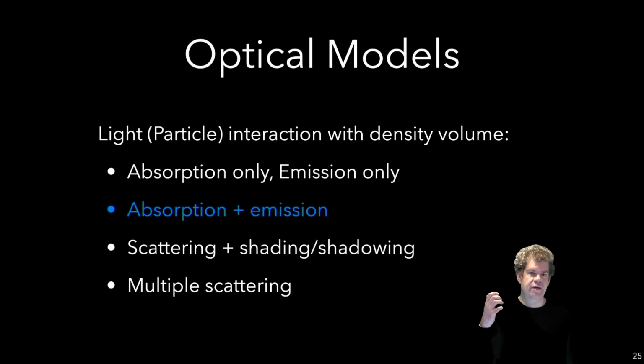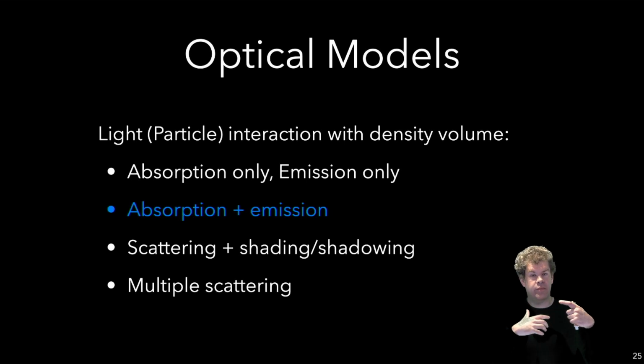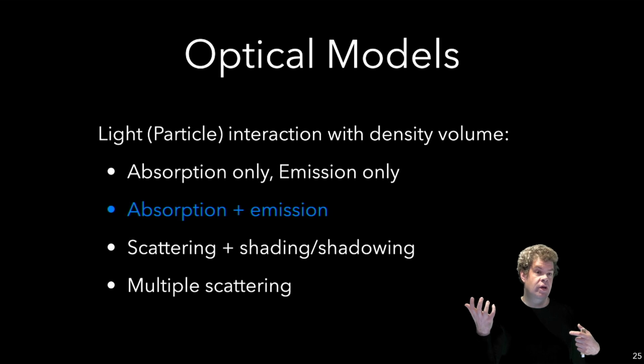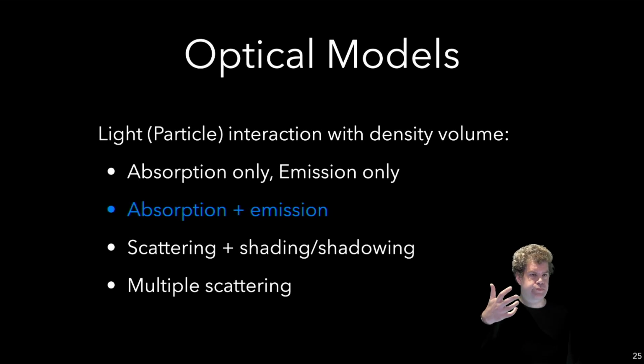So then the first sort of reasonable model is absorption and emission. We assume that we have a material that both absorbs light and emits light at the same time. So that would be kind of a fire situation, right? You have a fire where there's smoke that absorbs part, and there's particles that actually glow, and those emit light. That's called the emission absorption model, or absorption emission model.